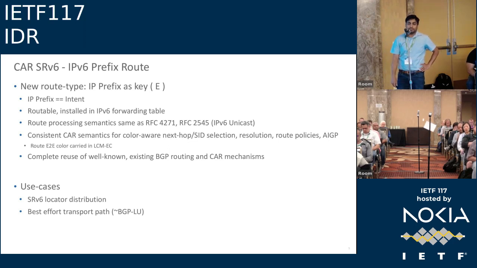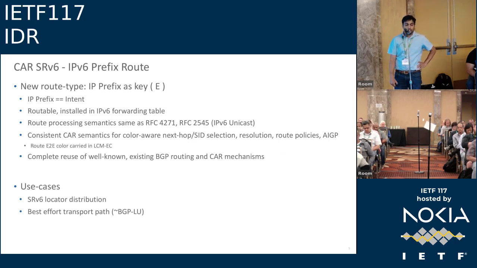SRv6 locator is one-to-one with the intent. So it's an IP prefix, it has a one-to-one mapping to the intent. So it makes sense to not add color to the NLRI. And therefore, as a basic data model, we have defined it as an IP prefix. It's routable and installed in the IPv6 forwarding table.